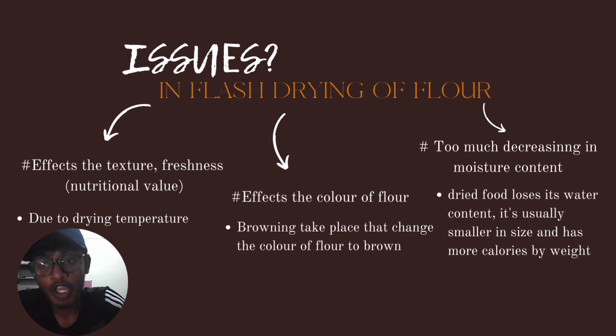Number two, we know that when our food is heated at high temperature, a chemical reaction occurs between amino acids, which come from protein, and carbohydrate that will cause it to brown.